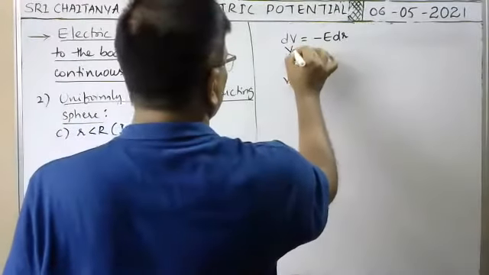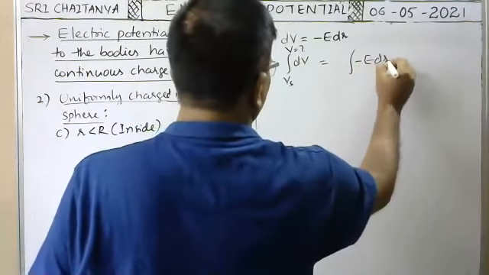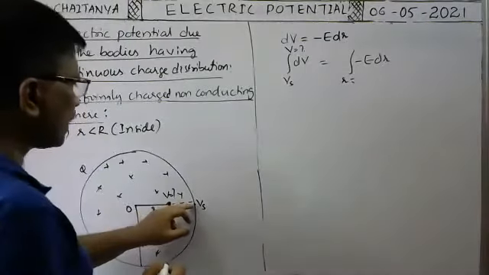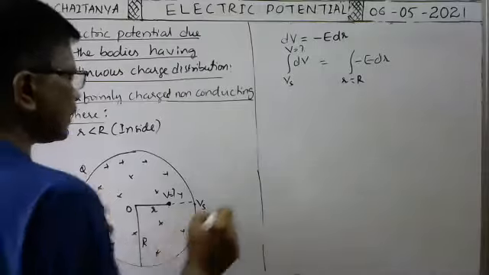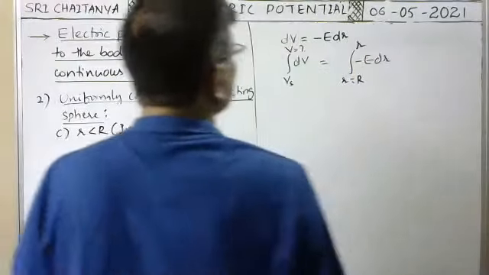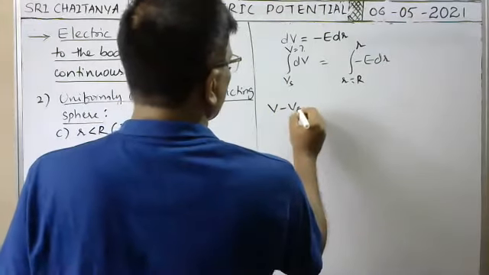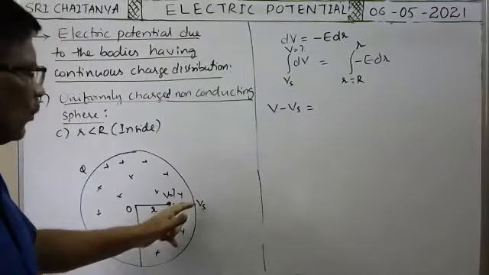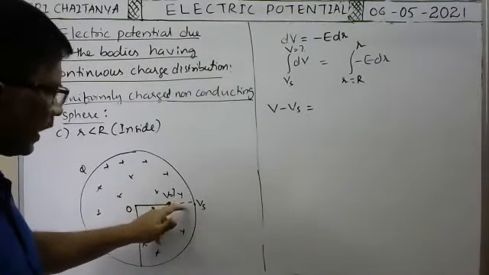We have to find this: V is equal to the integral of minus E dr from the surface to this point, that means from the surface, small r equal to capital R, to this point, which is at a distance small r. That's all. So now the integral limits. When you substitute the limits, you will get V minus Vs, which is equal to the following. When you move the unit positive charge from the surface to this point, that point lies inside.